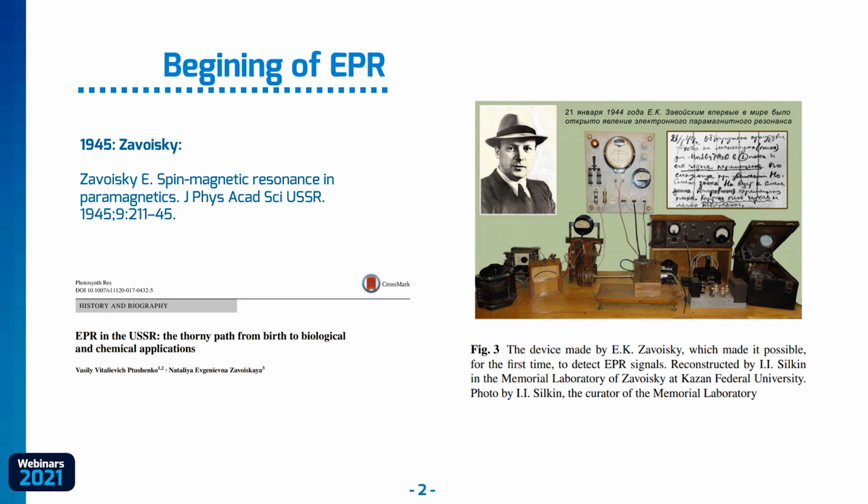It all started with Professor Zavoisky in 1944, when he discovered the EPR phenomenon in his first work entitled Spin Magnetic Resonance in Paramagnetics. The paper was published in 1945 in English. The image at the right shows the reconstructed apparatus on which the first EPR signals were recorded at the frequency of 133 MHz. It should be noted that the EPR belongs to the family of magnetic resonance.